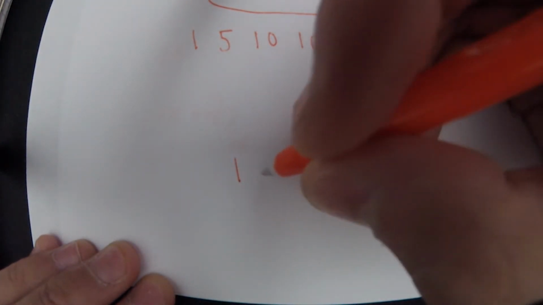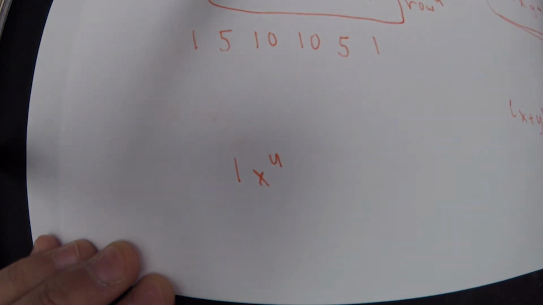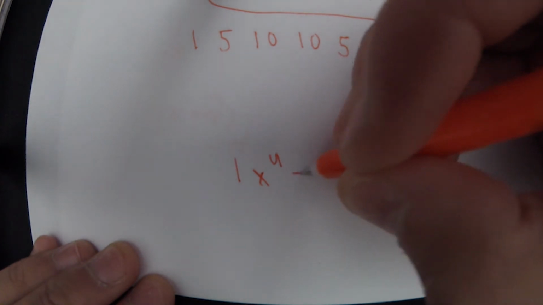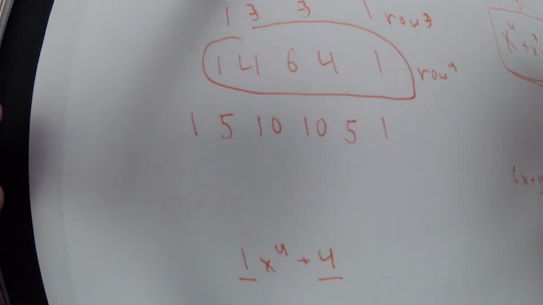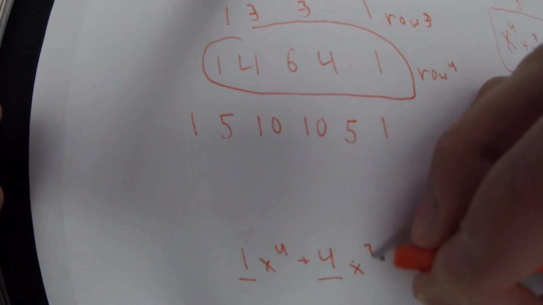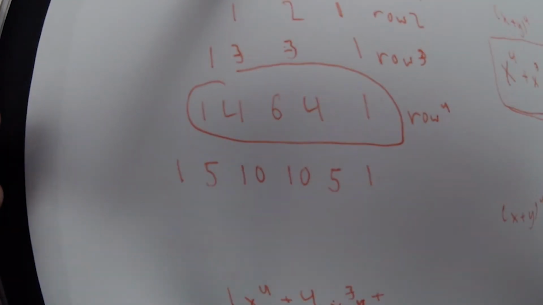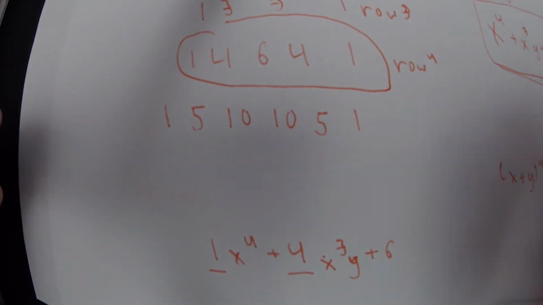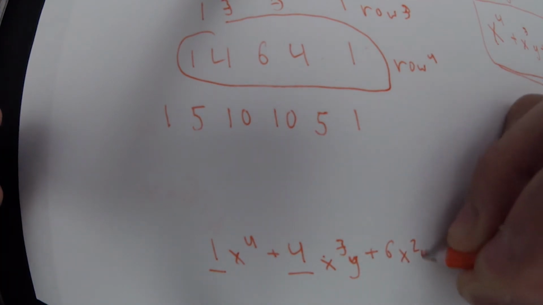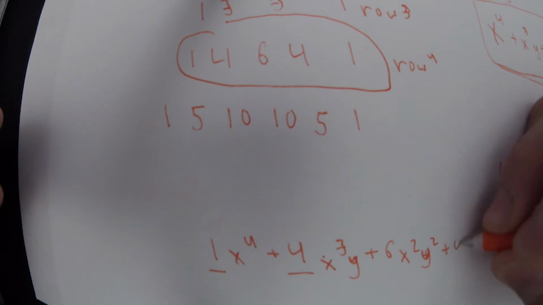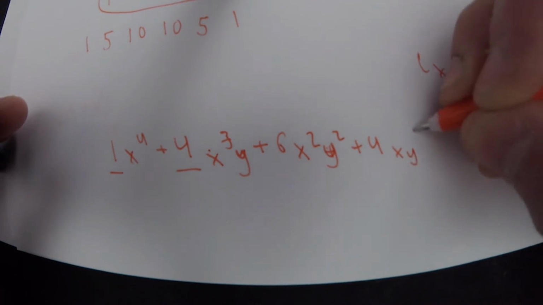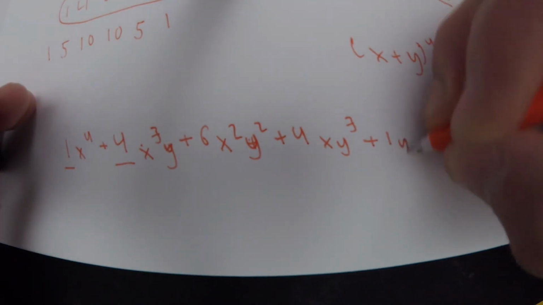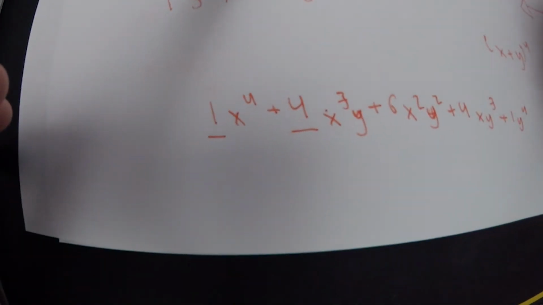1 x^4, or just x^4, x^3. Well, we have an x^3, so we're going to plug in the next value, which is 4, 4x^3y, plus the next value, 6, so we're going to put 6 right there, 6x^2y^2, plus 4, the next value is 4, so we'll put 4 there, 4xy^3, and then finally it's another 1, so we can just write out the 1, 1y^4.